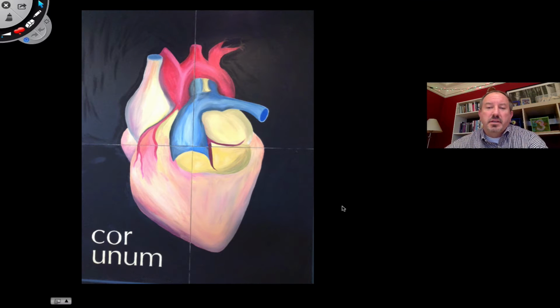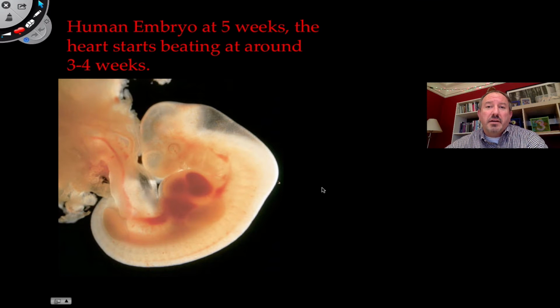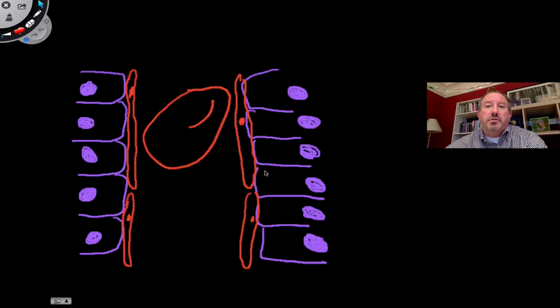And so I hope you enjoy this conversation that we have with the heart, and let's just jump right into that. I wanted to point out something kind of cool: the human embryo. This is a picture of a human embryo at just 5 weeks old. And the heart starts beating even before this, around 3 to 4 weeks, although you can't really hear it until around the fifth to sixth or seventh week. But it's amazing because at this early stage in embryonic development, that heart is beating, and it's also very important. So why does the heart beat?